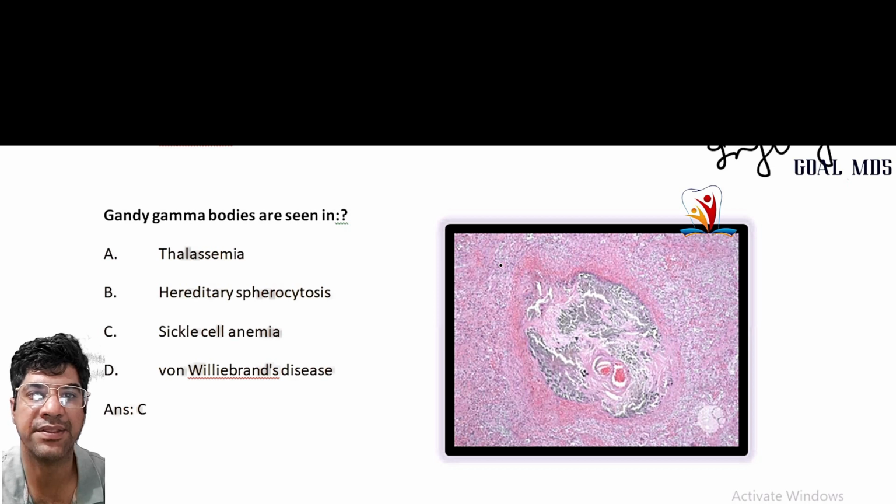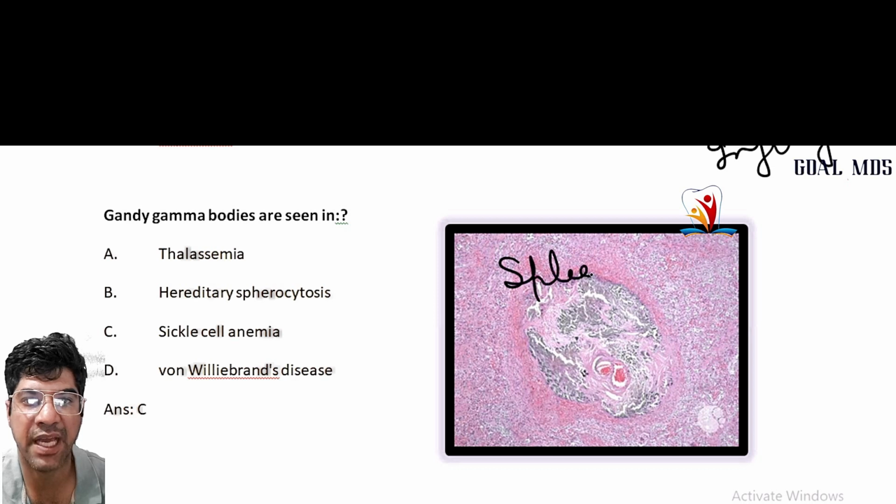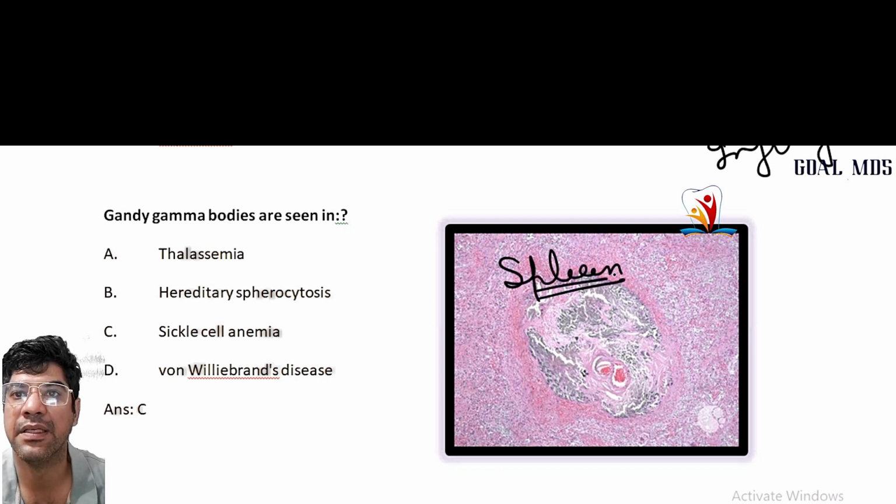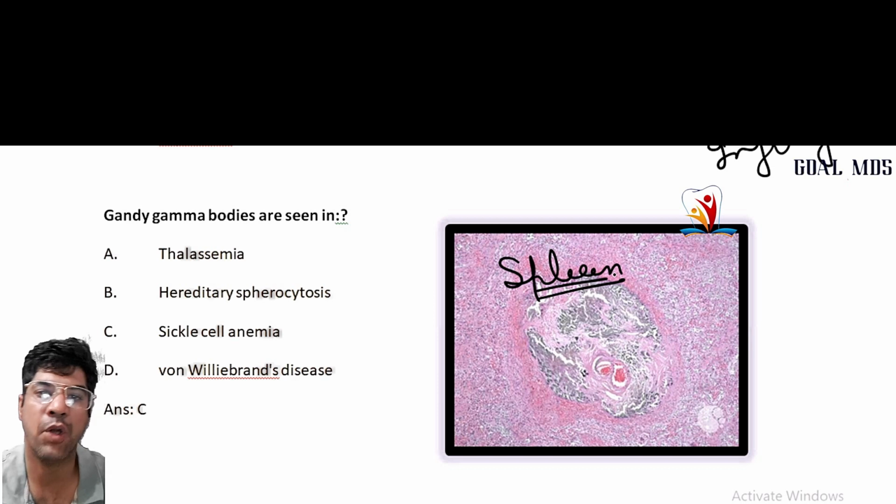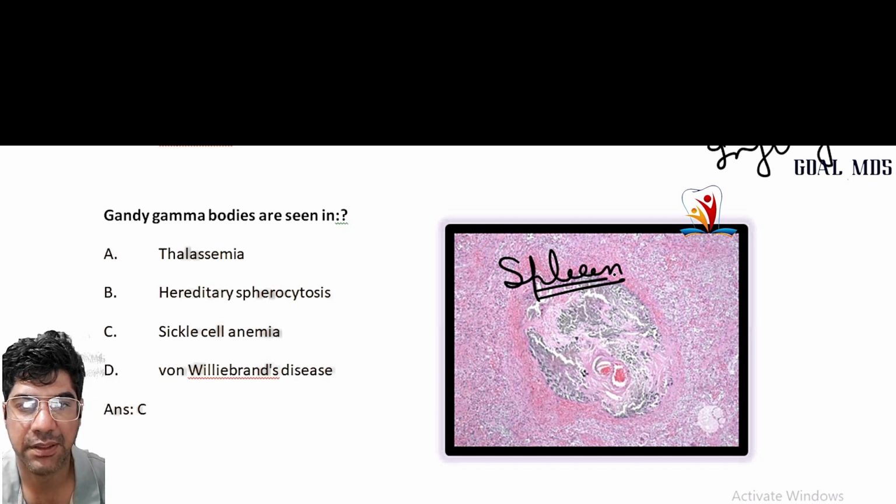Gamna-Gandy bodies are seen in sickle cell anemia. These are small calcified nodules that can be seen in the spleen, and they are associated with chronic congestion. So these nodules are seen in individuals with sickle cell anemia due to the congestion of sickled RBCs in the spleen. The spleen plays a significant role in filtering damaged or abnormal red blood cells. So these processes can lead to formation of these calcified nodules.